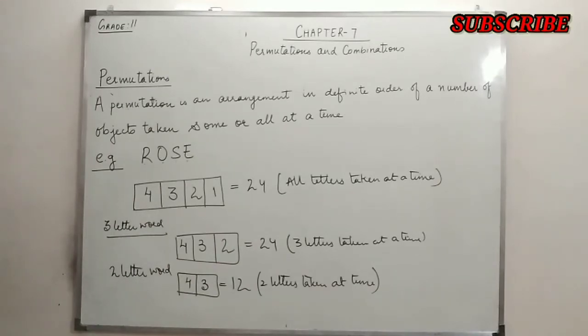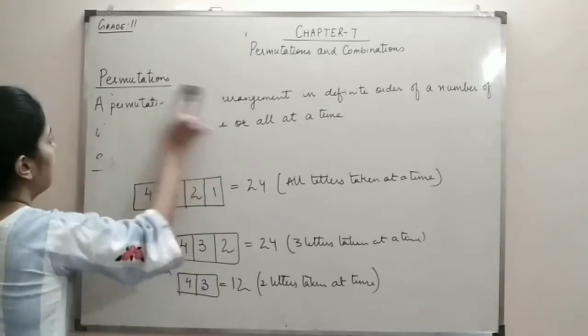Now we'll discuss some results. On the basis of those results, we'll solve the problems of permutation. So first of all, we'll write down the result, that is a theorem.